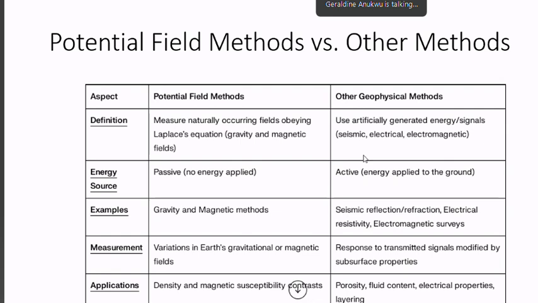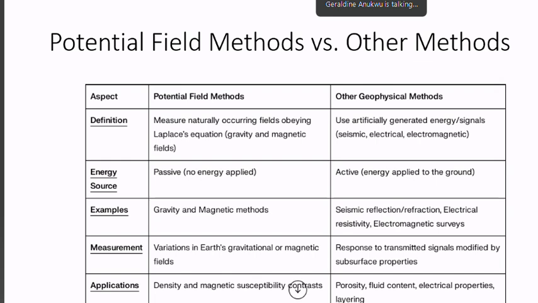Just like I was clarifying, in your definition you said other geophysical methods. I'm trying to let you know that not all other geophysical methods use artificially generated signals. Just like the telluric method, which measures the Earth's natural electric current. That method does not need artificially generated energy. It is under the electrical method, but it is not artificial. It is not an active method.